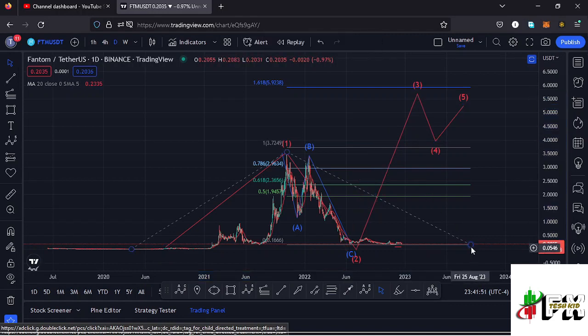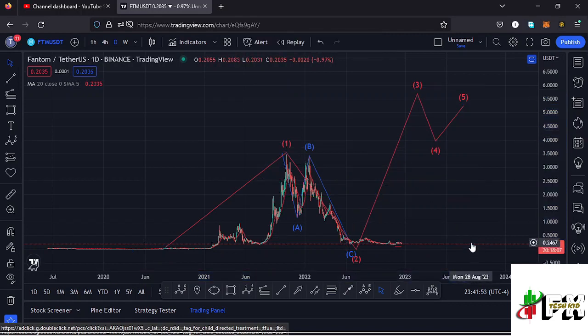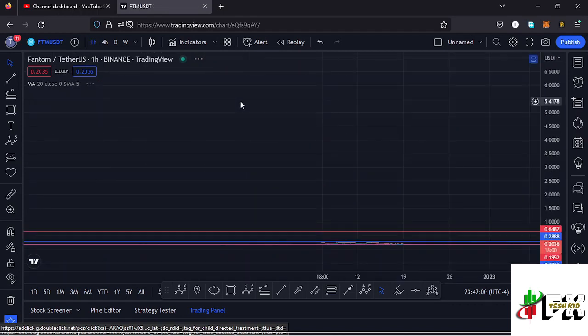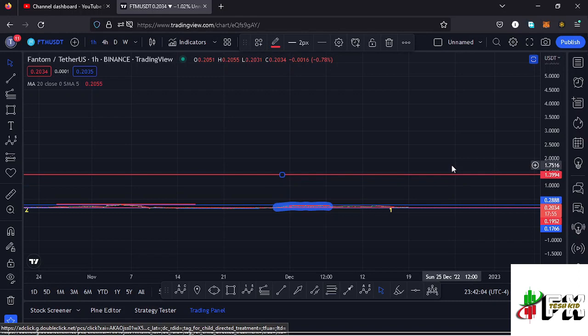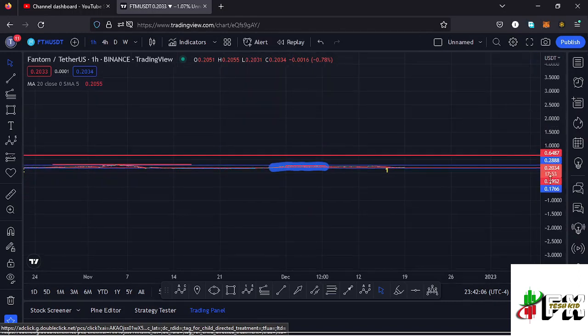And that is my long-term scenario, which can only play out in the next bull market, and once we see a recovery here on the Fantom chart. And jumping to the 1 hour chart for further analysis, and also to give you the short-term scenarios that I'm expecting to play out basing on the chart patterns that we have information over here.